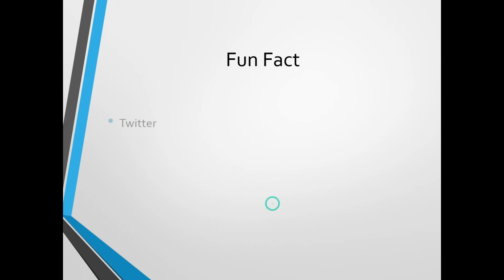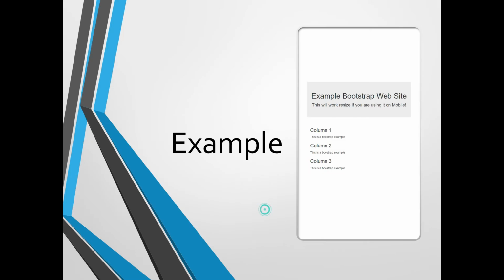A fun fact is that Bootstrap actually came from Twitter and was developed by Mark Otto and Jacob Thornton. They actually started the open source project on GitHub. And at the end of this, I will show an example of how to develop something that looks like this using Bootstrap. Now let's jump into the code.